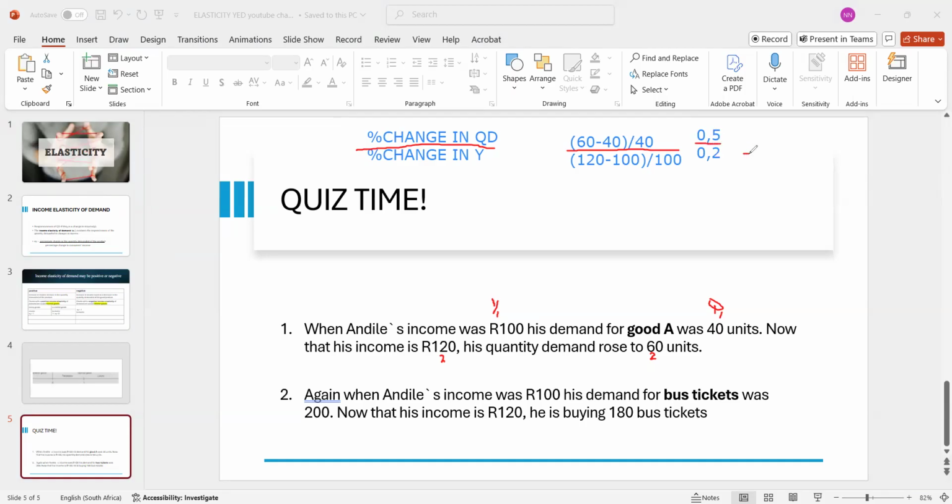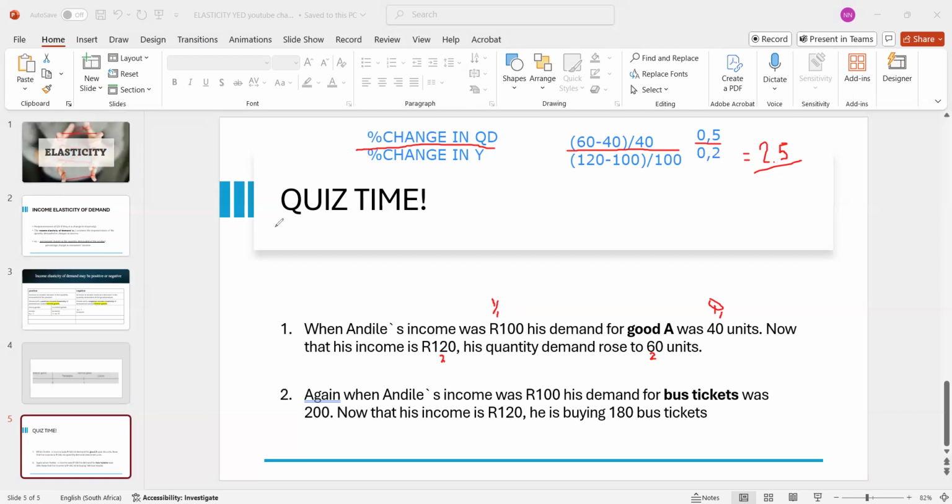So your answer then becomes 2.5. So that is your final answer. And then let's just interpret here, even though they didn't say we should interpret, but let's just explain what type of good it is, and is it going to be inelastic? Does it have an inelastic demand, or does it have an elastic demand? So we see this is positive.